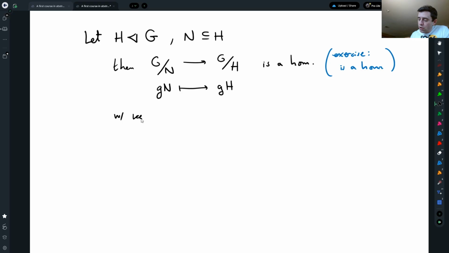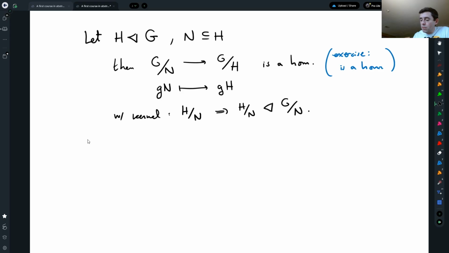And what is the kernel? The kernel will be precisely the cosets that go to the trivial coset. So when g is in H, so that is precisely H. So the kernel is actually H modulo N. And therefore, since H modulo N is a kernel, that is normal in G modulo N. So if H is normal in G, H modulo N is normal in G modulo N.